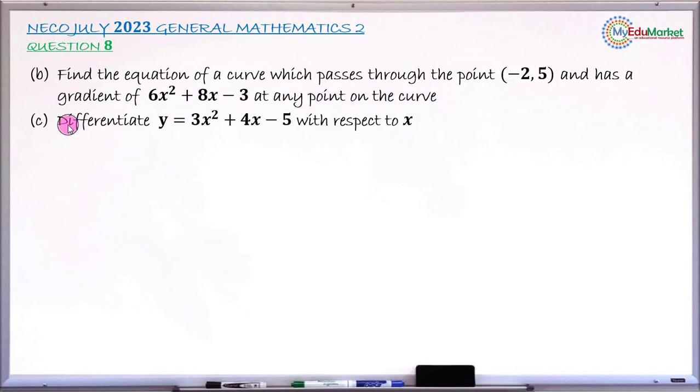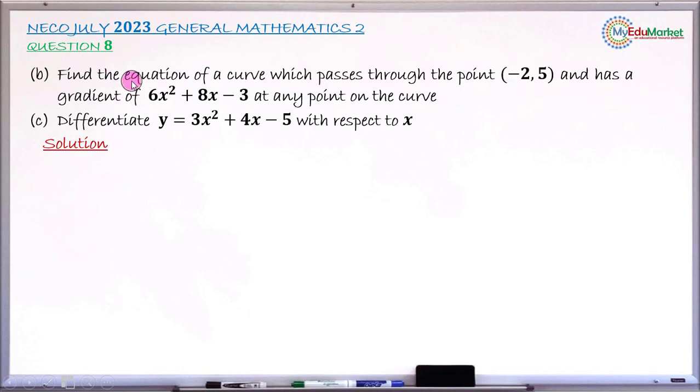And question number 8c asks you to differentiate the curve y equals 3x squared plus 4x minus 5 with respect to x. So let's attempt to answer these questions together. Starting with the very first question, that is 8b.